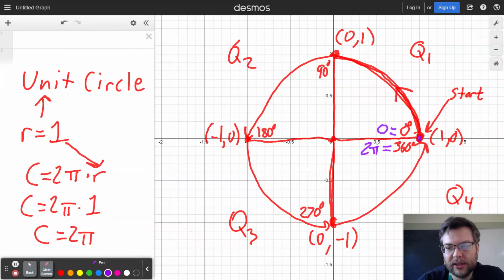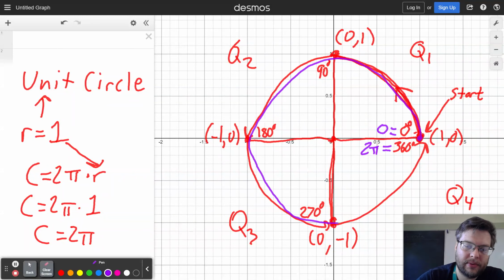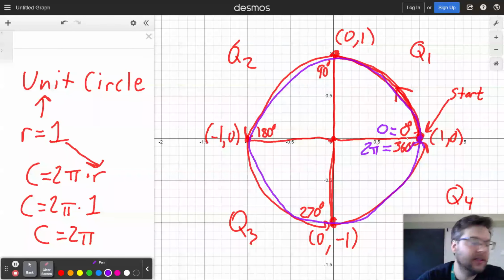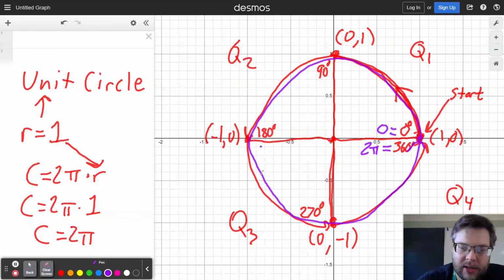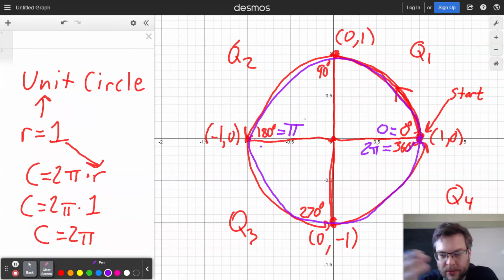Because if I start here and travel one full lap around the circle, I've moved a distance of 2 pi. One full circumference is 2 pi radians. Half of a circle is going to be half of the circumference. So instead of 180 degrees, I could say that's the same as 1 pi radians, because 1 is half of 2. So 1 pi is half of a circle.